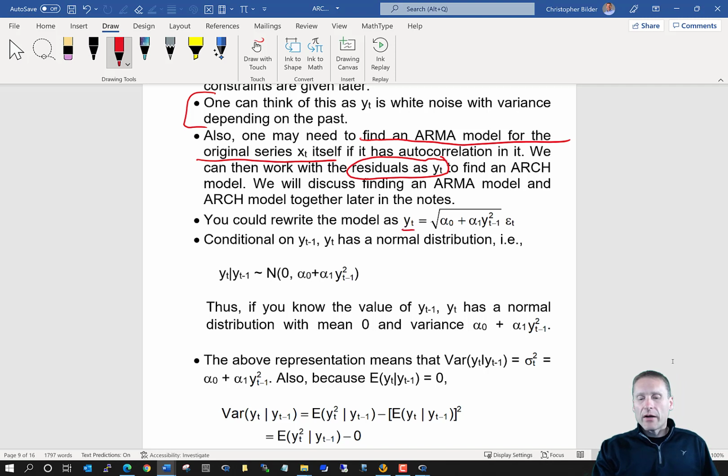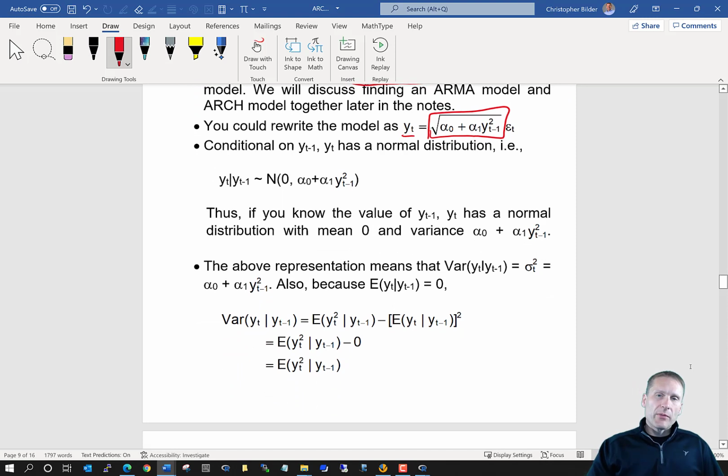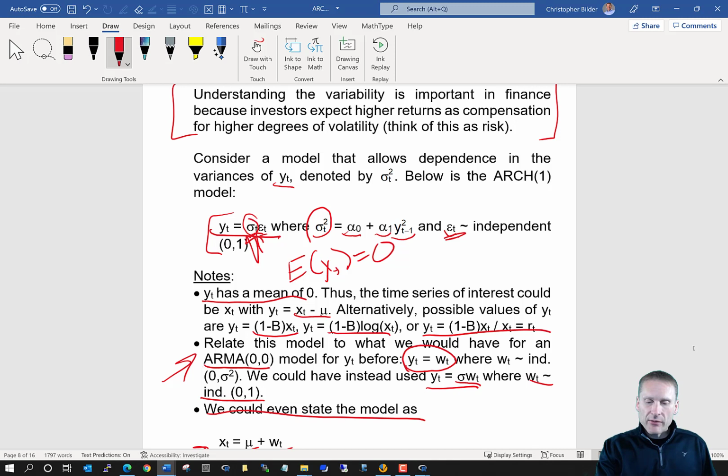Another way you could write your model as well is, just put in what that sigma t actually represents. And in terms of probability distributions here, if I were to condition on what y sub t minus 1 represents, well, y sub t actually has a normal distribution. So y sub t has a conditional normal distribution where we condition on y sub t minus 1. Mean is 0, there's your variance. Well, why? Well, just go back to how our model is originally presented here. This sigma sub t is the square root of that quantity right there. And so if I knew what y sub t minus 1 is, then I get a normal distribution for y sub t.